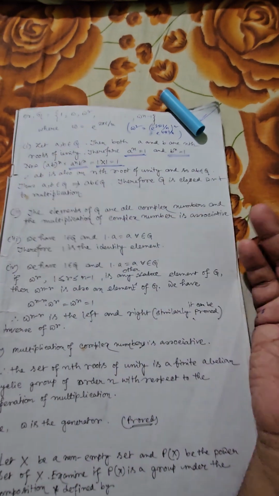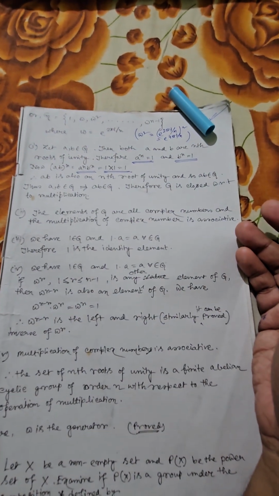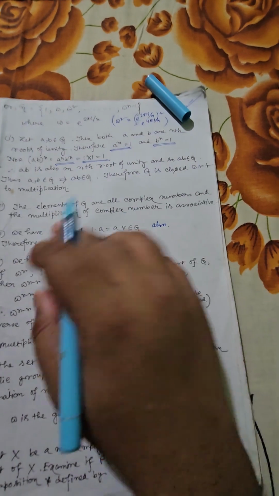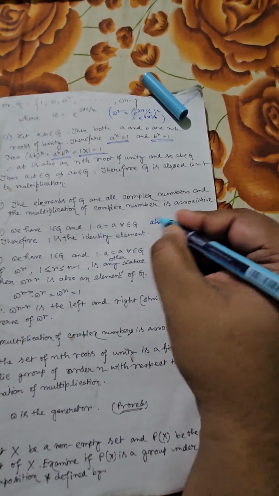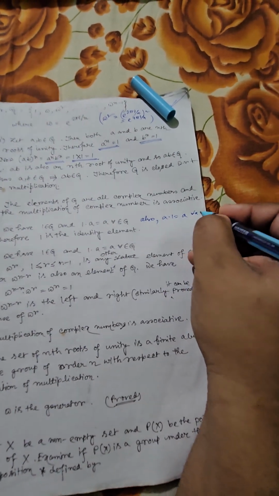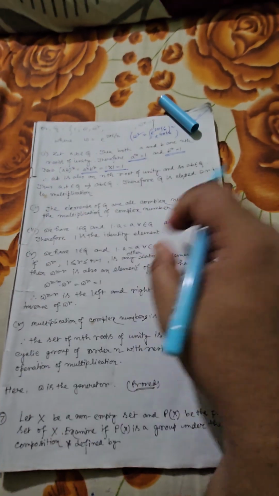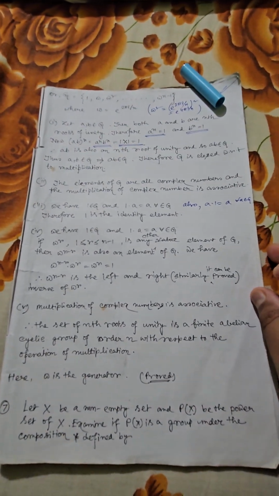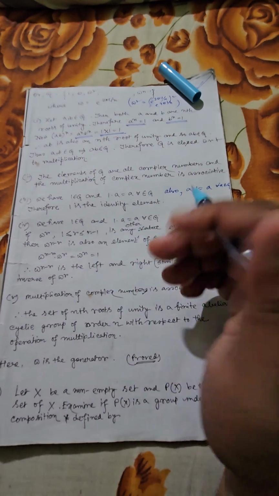Again, what is the identity element? 1 can be considered as the multiplicative identity, because 1 into a, where a belongs to G, can be written as a. Also a into 1 equals a for all a belonging to G. So left identity and right identity both should exist. Now finally we have to verify the existence of the inverse element.